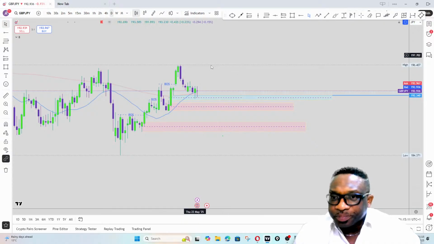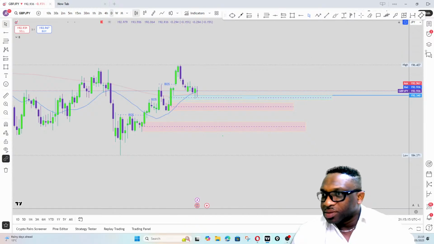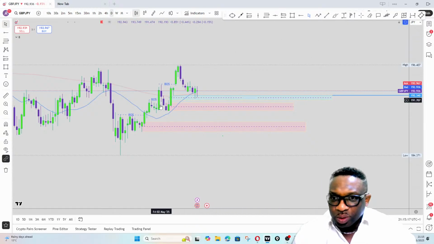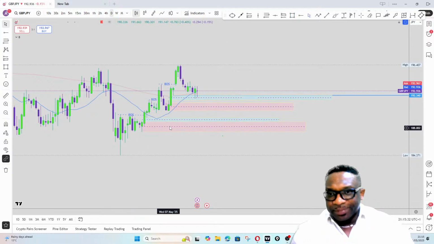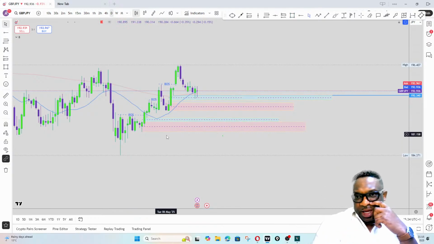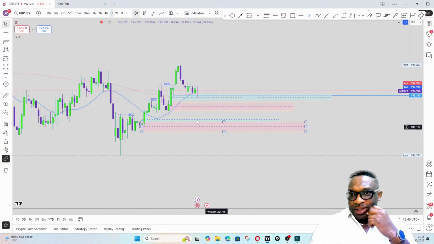Okay. Yeah, so this is on the daily. There's another area of imbalance here as well. Let me mark that as well. If you have a demand area where there is an imbalance attached to it, it is a very powerful area to consider.